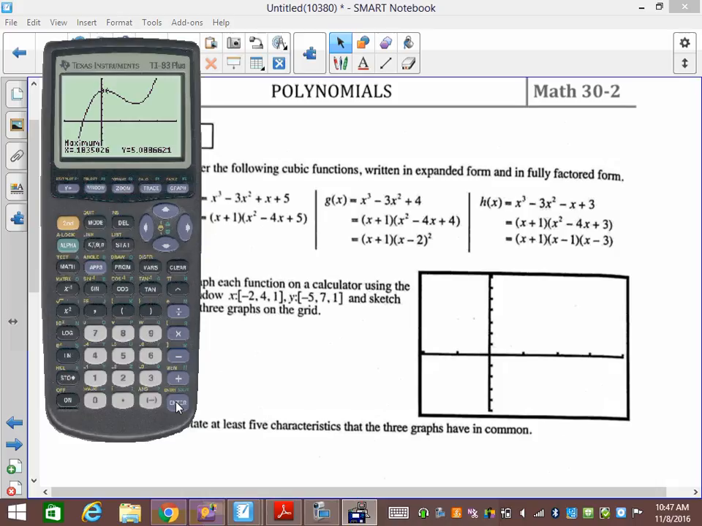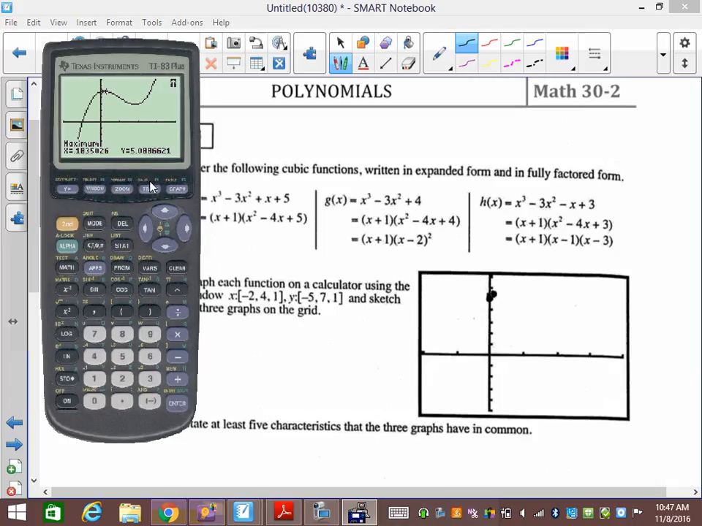So that points at 0.18 and 5. So 0.18 and 5.0. So it's going to be kind of here. Then we also have one going through the y-intercept at negative 5, right? I'm going to get my minimum. Second trace, min.